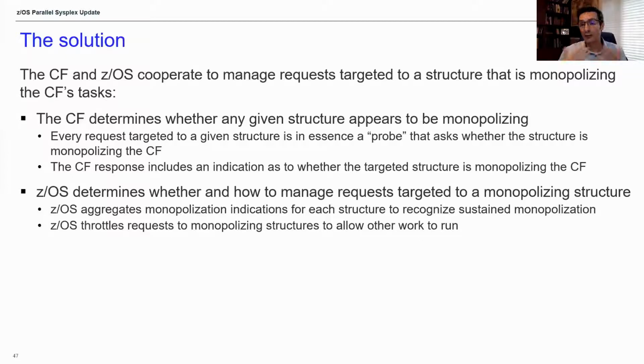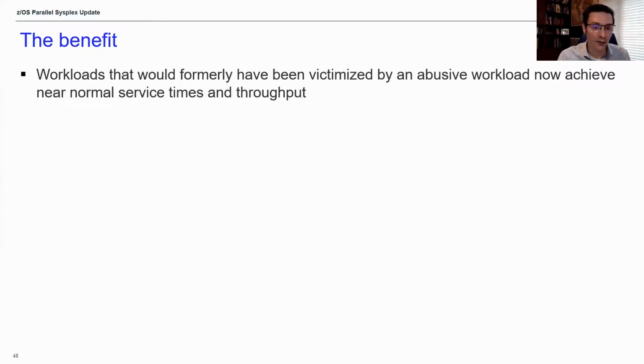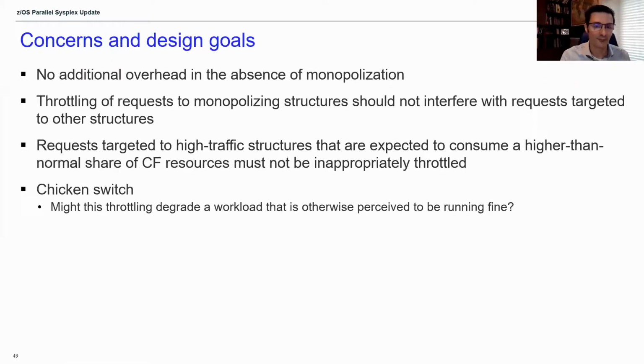It's going to monitor the situation for a while and see if that problem persists. And if that problem persists, it can throttle back the usage of that structure to allow other structures access to the tasks in the CF and allow them to work. So again, workloads that would formerly have been victimized by an abusive workload are now going to run at near normal service times and throughput.